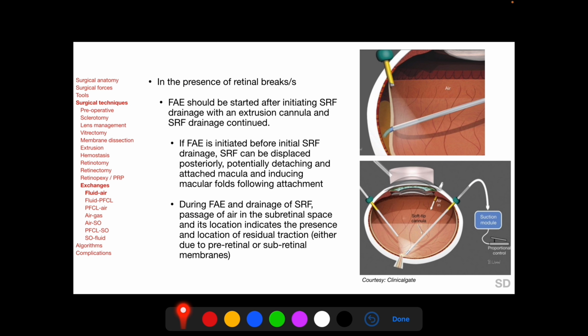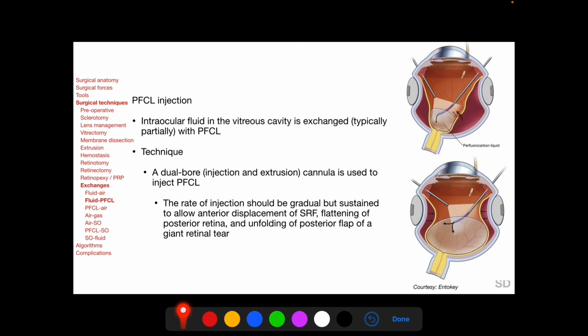And during fluid-air exchange and drainage of subretinal fluid, passage of air in the subretinal space and its location indicates the presence and location of residual traction. Fluid in the vitreous cavity can also be replaced with PFCL, typically partially, and as we have mentioned earlier, this is typically required to unfurl giant retinal tears, enable membrane dissection in proliferative vitreoretinopathy, and to remove dislocated crystalline lens, intraocular lens, and intraocular foreign body.